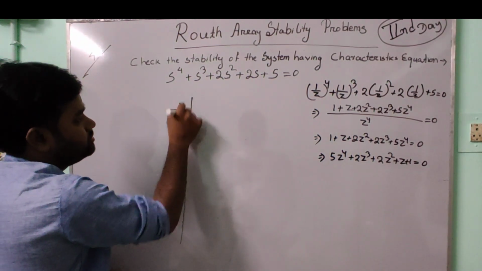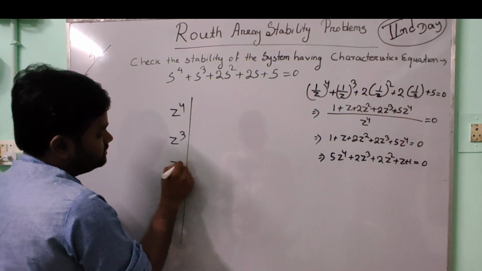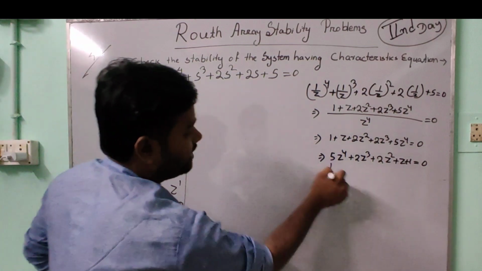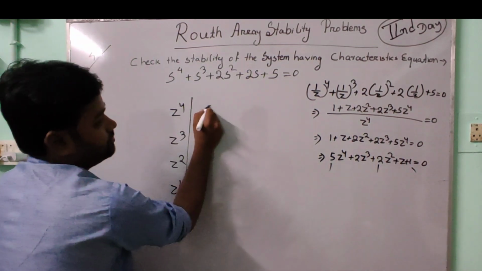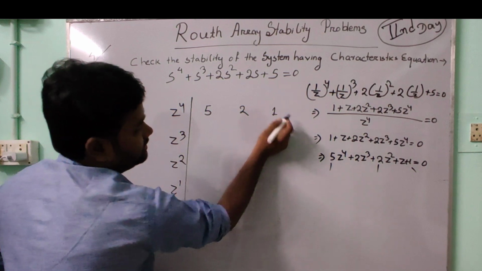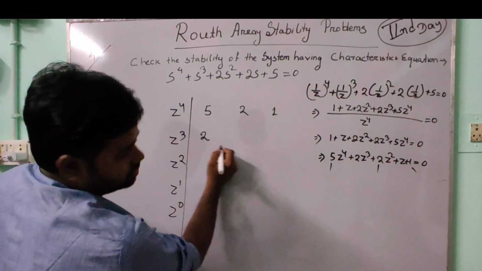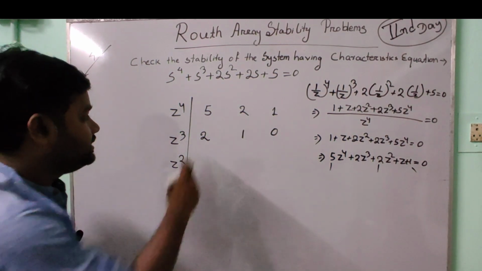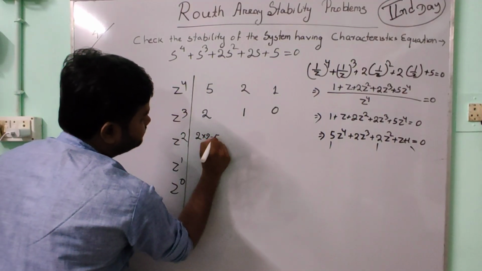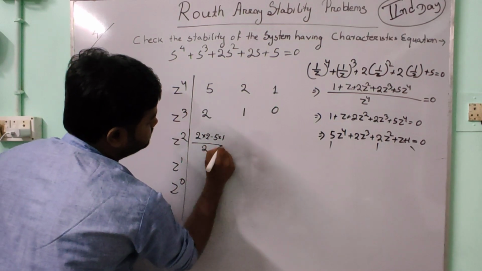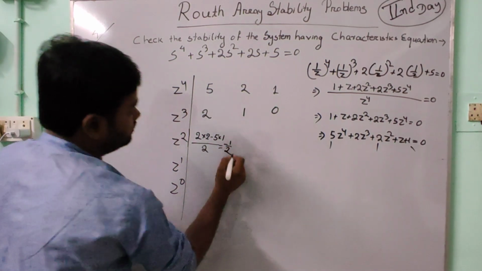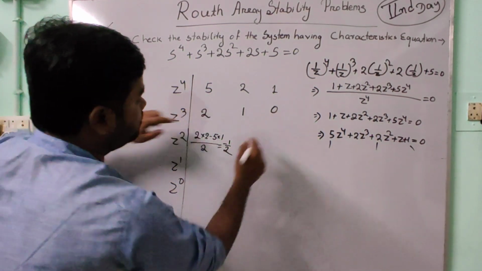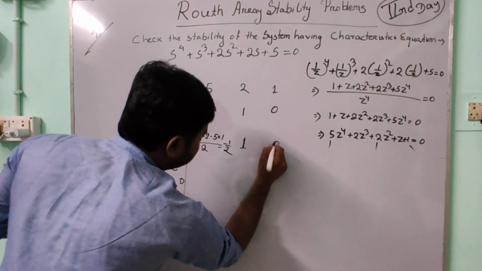So the rows are z^4, z^3, z^2, z^1, z^0. In the first row I will write 5, 2 and 1. In the second row the remaining values: 2, 1 and 0. Then in the third row, the first value is (2 into 2 minus 5 into 1) divided by 2, which is equal to minus 1 by 2. The next value is (2 into 1 minus 5 into 0) divided by 2, which is 1, and then 0.